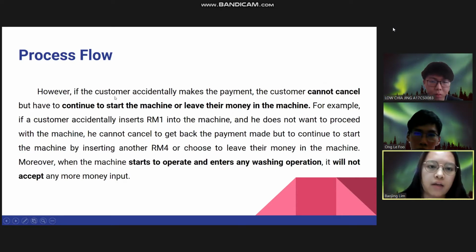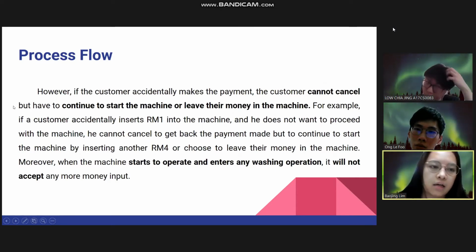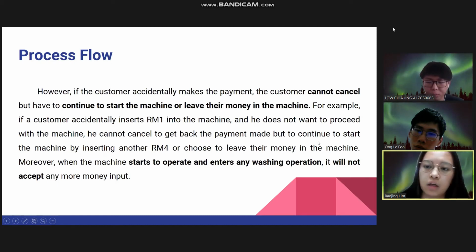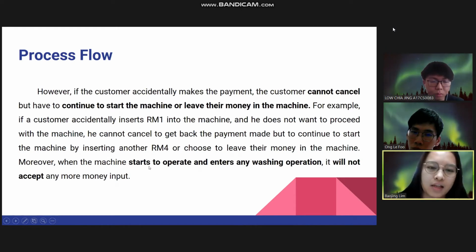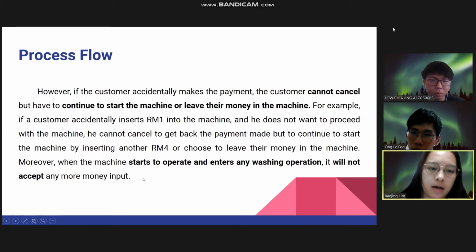However, if the customer accidentally makes a payment, the customer cannot cancel but has to continue to start the machine or leave their money in the machine. For example, if the customer accidentally inserted 1 ringgit into the machine and does not want to proceed, he cannot cancel to get back the payment made. He has to continue to start the machine by inserting another 4 ringgit, or he or she can choose to leave their money in the machine. Moreover, when the machine starts to operate and enters any washing operation, it will not accept any more money.